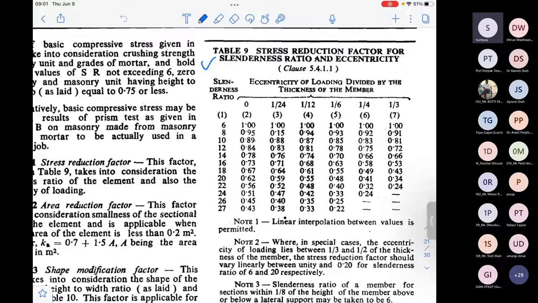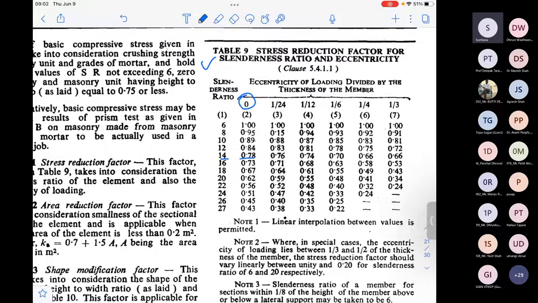Slenderness ratio is the ratio of height to thickness of the wall, and it goes from 6 to 27. And there is eccentricity of loading divided by the thickness of the member. In this case, you can use eccentricity 0 because we are talking about axial load resistance. Let's say you have a 23 centimeter thick wall, and about 3 meter height of the wall, or 3.2 meter height, that is typical. 3.2 divided by 0.23, we have 14 slenderness. So this factor is 0.78. That is something I would like to emphasize.